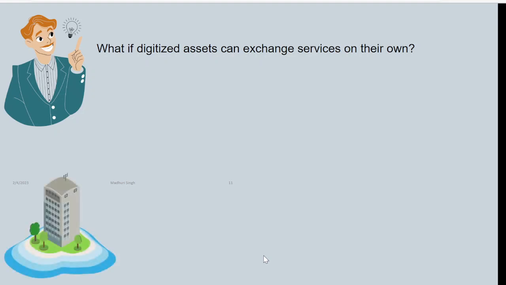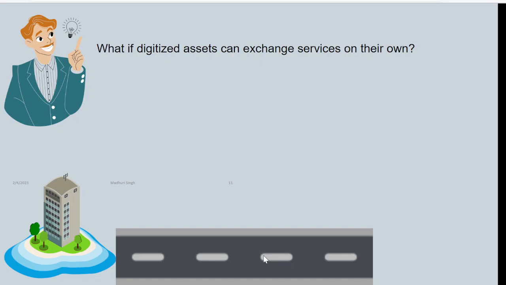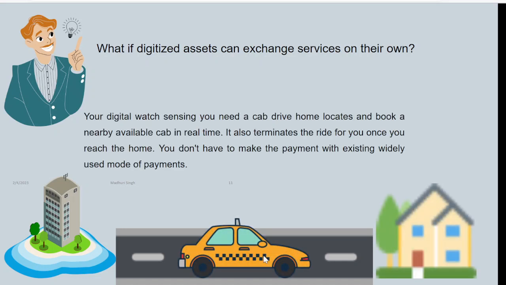Let's say you are working at your workplace, the office hour is up and you have to go home. Suppose your digital watch senses that you need a cab to drive home. It locates the cab for you and books the nearest available cab in real time. Then it also terminates the ride for you once you reach home. You don't have to make the payment with the existing widely used modes of payment such as cash, UPI or wallet payments.